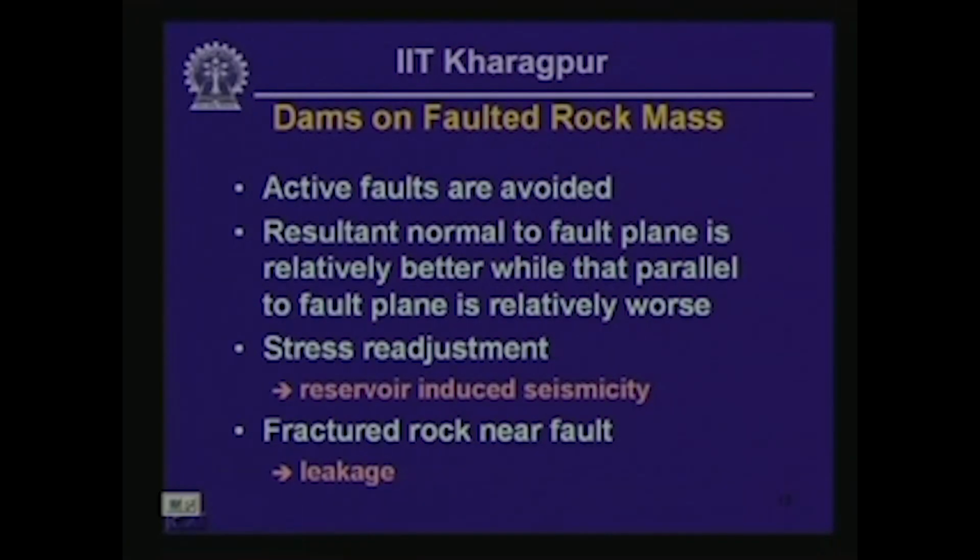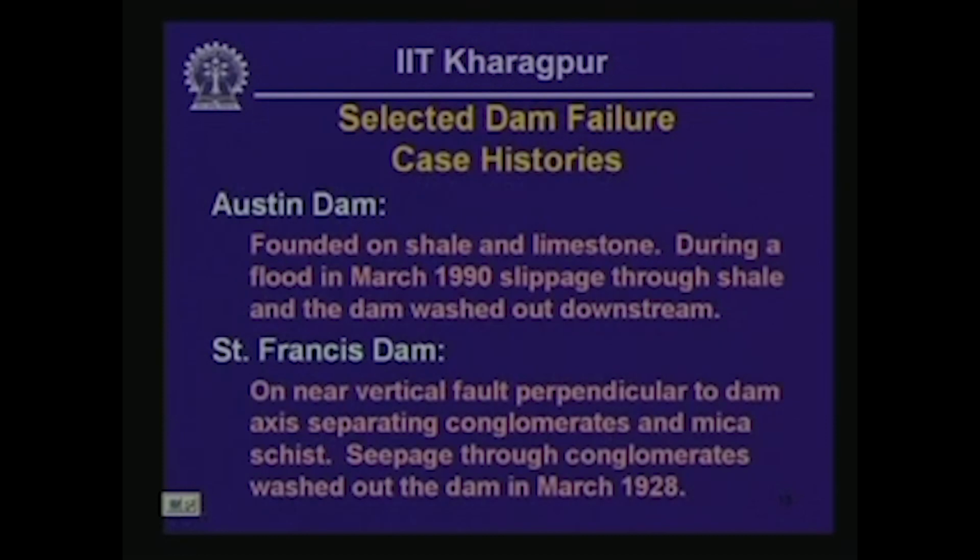Now, the jointed or fractured rock mass in the vicinity of the faults needs to be either excavated and replaced, or grouted in order to preclude water flowing underneath the dam through the foundation. So, these are the major considerations that one needs to satisfy while siting a dam in a faulted terrain.